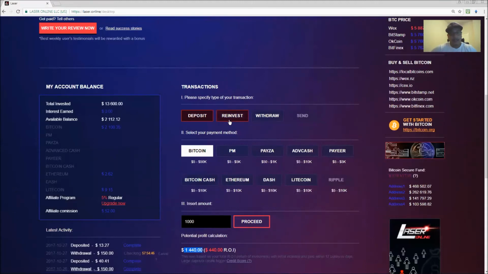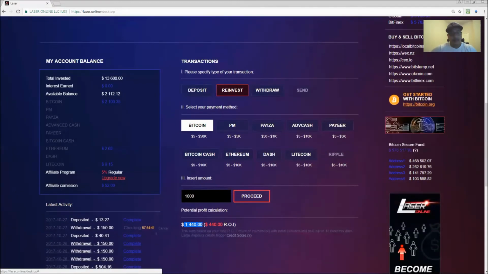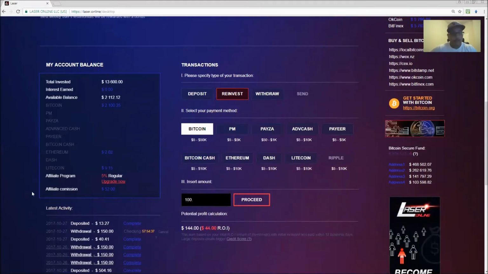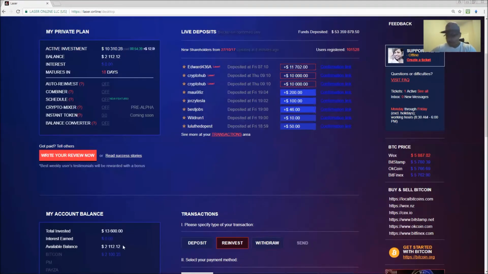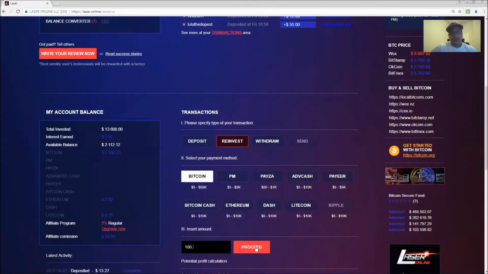You see that 13,600? If I reinvest $100, right? Let's write it down. So total invested is 13,600 right now, and active investment is $10,310.28. If I put $100 into that account, I reinvest $100.